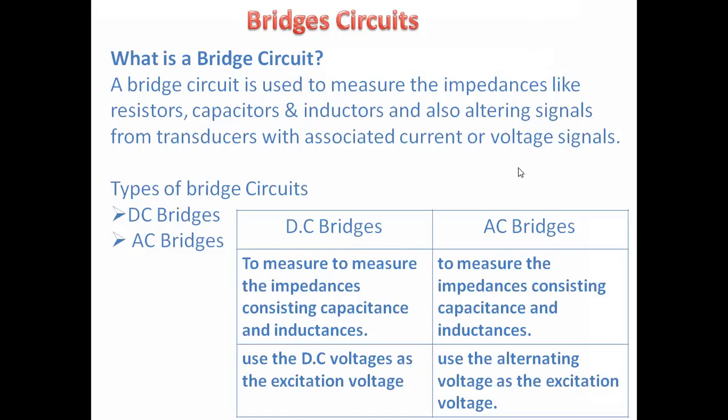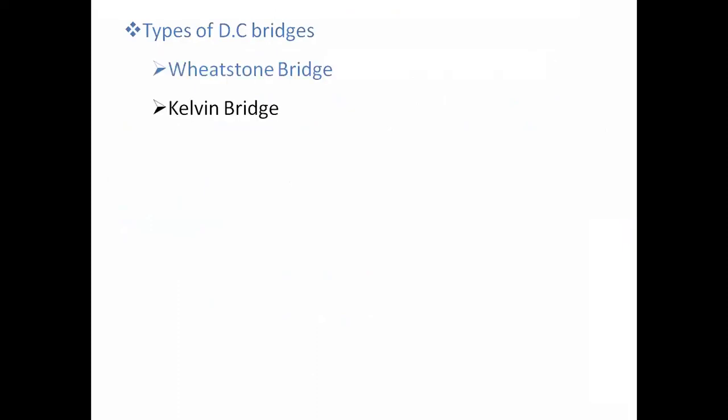Coming to the next one, types of DC bridges. We are saying that there are DC bridges and AC bridges. DC bridges are classified into two types: one is the Wheatstone bridge, and the second one is the Kelvin bridge.